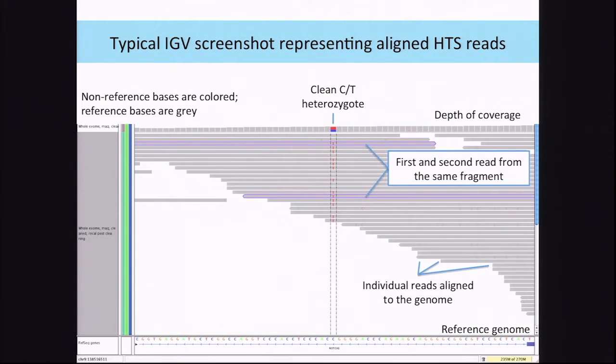The gray color means that it is the same as the reference. When you see those T's in the middle, if it's a different color, it means that those bases are different from the reference. In this case, it's pretty clearly mostly reference everywhere, except for those T's in the middle. And for that column, at that particular genomic location, about half of them are T's, and half of them match the reference, which we see as a C below. So it's a pretty clear C/T heterozygote.